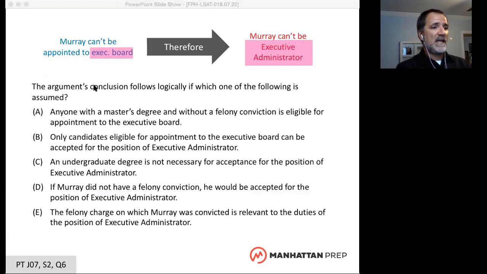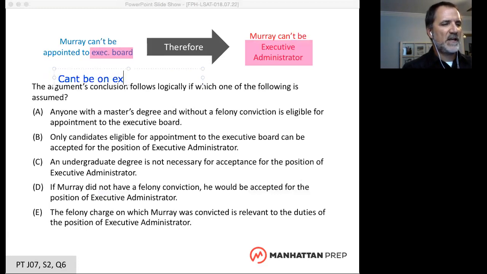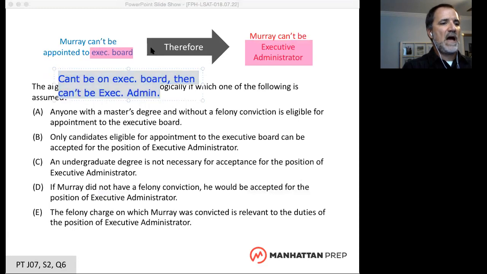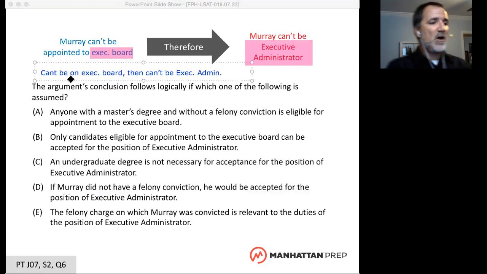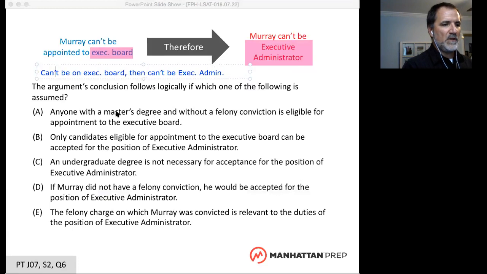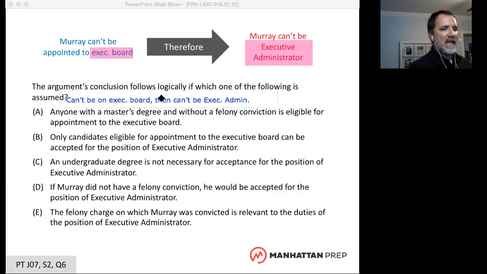Well, one way to do it is to say, if I added a premise to this argument that said, if Murray can't be on the executive board, then he can't be executive administrator. If I had a premise that explicitly said this in the argument, then I would be convinced. If I knew that if you can't be on the executive board, then you can't be the executive administrator, now we've got a convincing argument, because I already know one of these things. I know Murray can't be on the executive board. So this statement, if I add it to the argument, would tell me that based on that fact, he can't be the executive administrator.